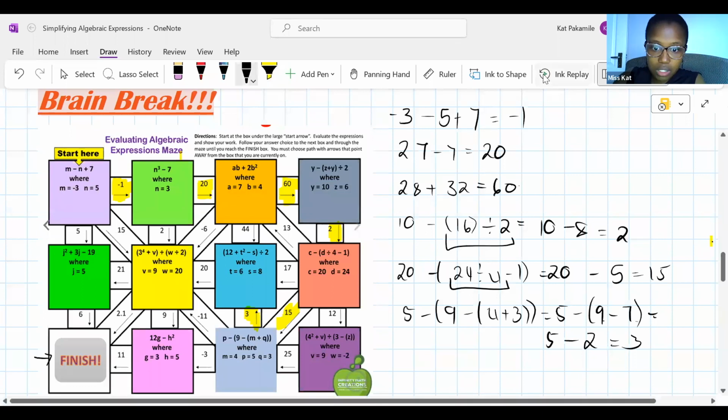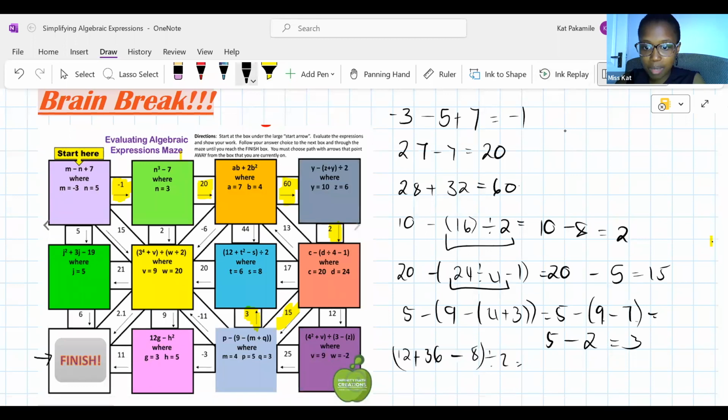So the blue block says 12 plus 6 squared, which is 36, minus S, which is 8, and all of this we're going to divide by 2. Let's see. That's 48 minus 8 is 40 divided by 2 is 20. It is indeed 20. So where are we going? We're going to the left. We're on the yellow block, guys.